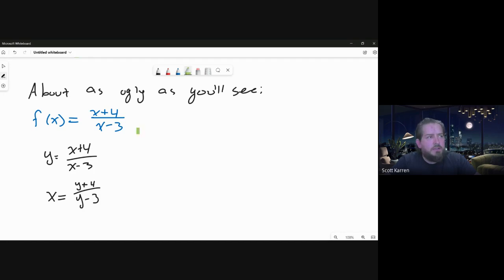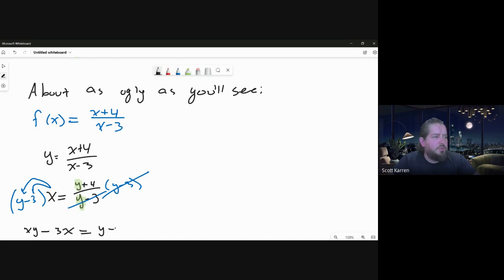And now what makes this hairy is that you've got two y's and you need to solve for y. But what I'll do is clear this fraction by multiplying the right and the left-hand side by that denominator term of y minus 3. Because the y minus 3 just cancels on the left-hand side. But it becomes x times y minus 3. I'm just going to distribute this. I'm going to write this as xy minus 3x equals, on the right-hand side, just y plus 4.